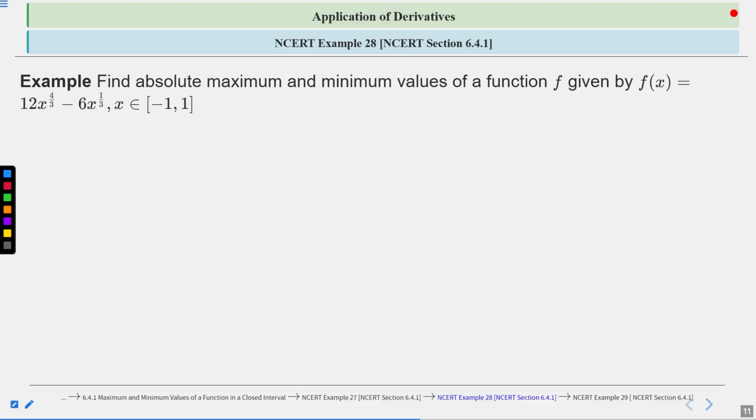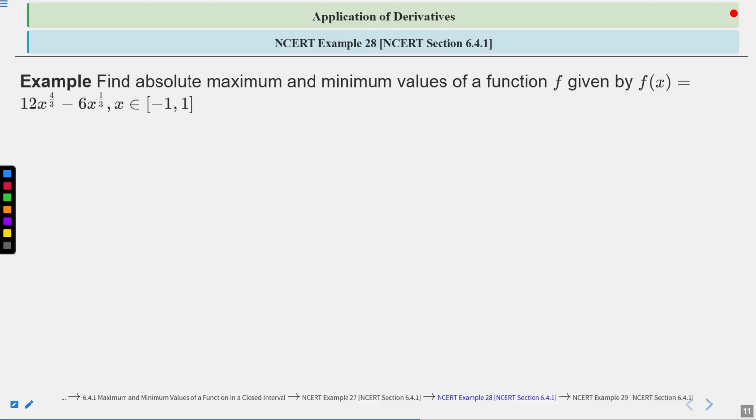Again, what can we do? The hint of this question is we'll first try to find f dash x. By calculating the value of f dash x, we will try to find the critical points of the function f(x). The critical point is the point at which the value of f dash x is equal to 0.